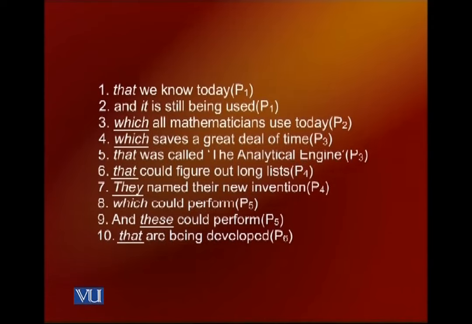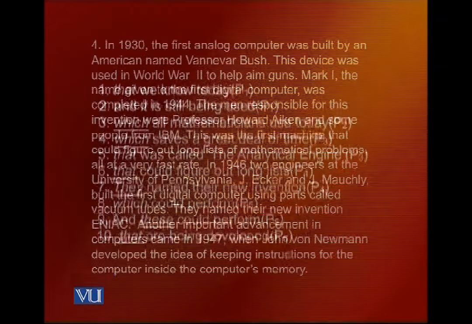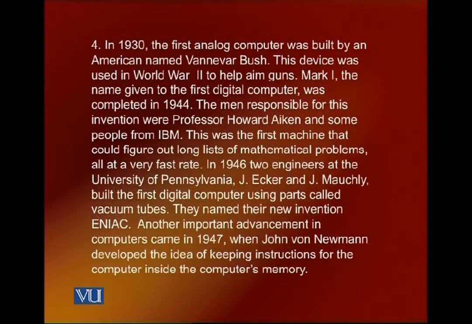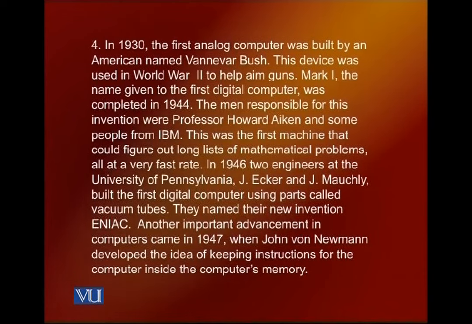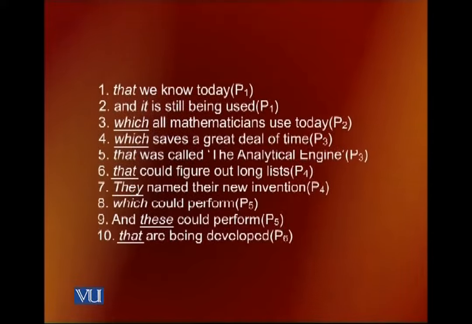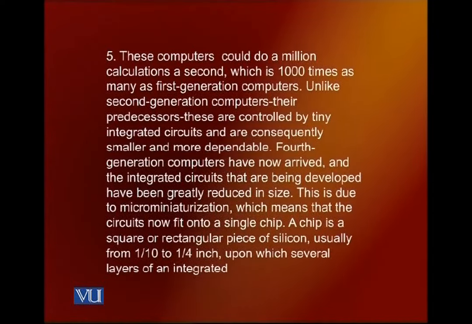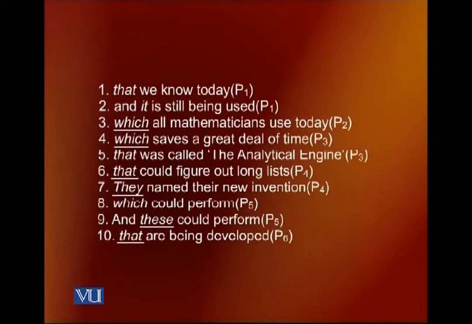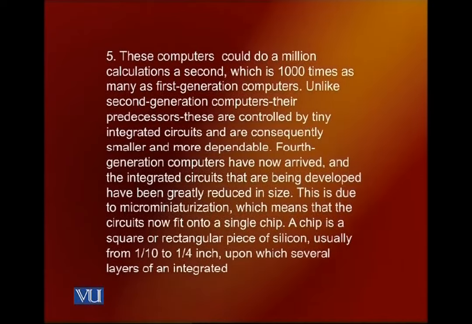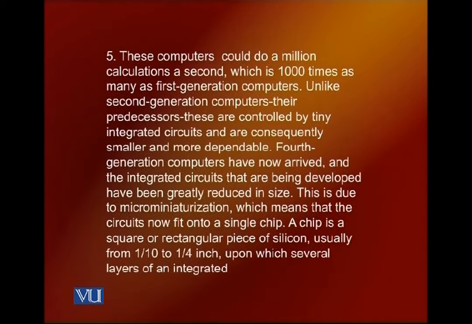Number seven, they named their new invention, and the word they has been underlined to refer to the two engineers whose names have been given to you. That is, the two engineers named their new invention. Number eight, which could perform. What does which refer to? Which refers to computers. And number nine, these could perform. The word these refers to computers. And number 10, that are being developed. That refers to the word circuits.